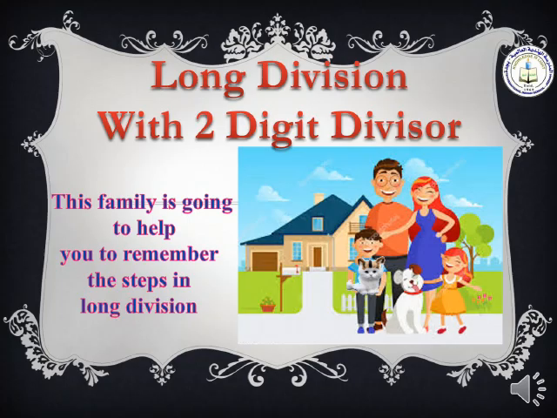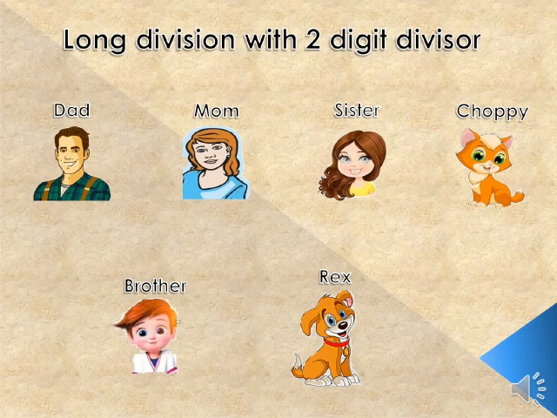Today's topic is long division with a 2-digit divisor. You can see here a family photograph. This family is going to help you remember the steps in long division. Now let me introduce our family members. Dad, mom, sister. Our pet cat's name is Choppy. Brother. Our pet dog is Rex.